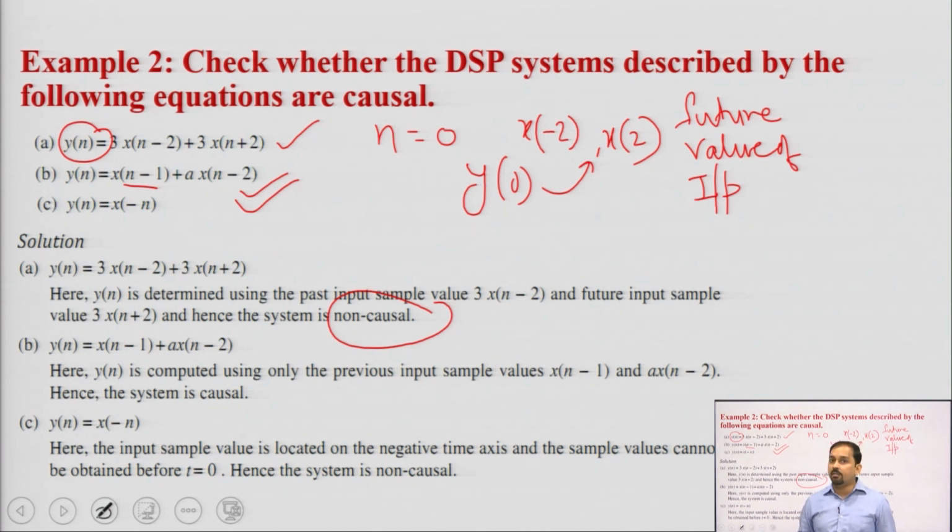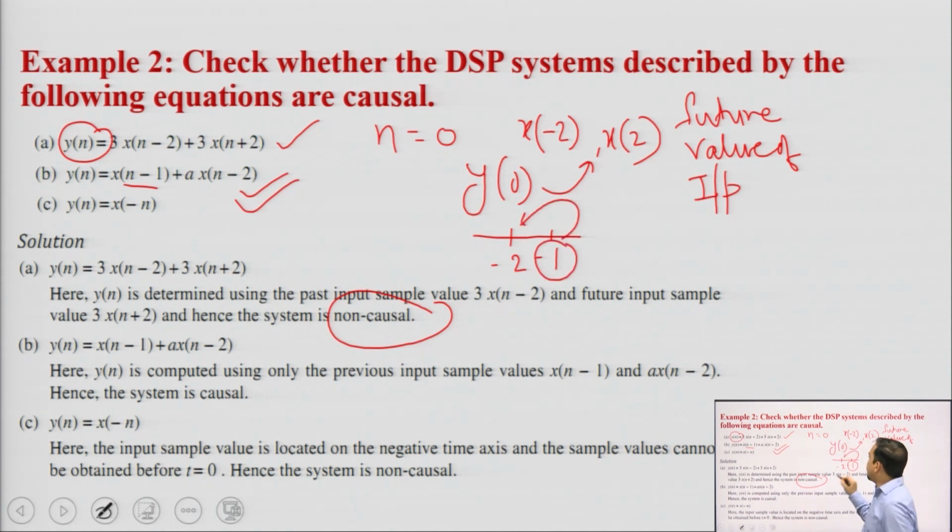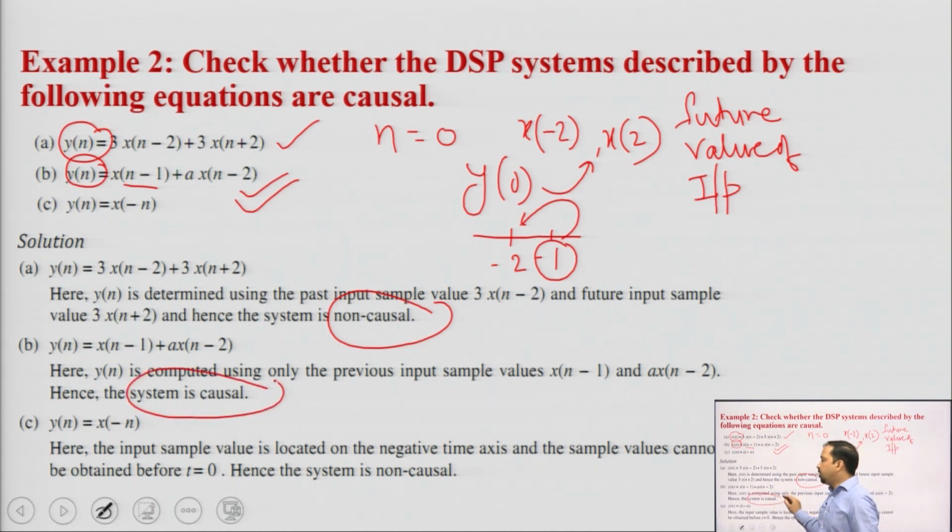Let us check some negative values also. y[minus 1] will be x[minus 2] and x[minus 3]. With reference to minus 1, minus 2 is a past value, right. So, the output is always depending upon the past values of input. That is why the system is said to be a causal system.